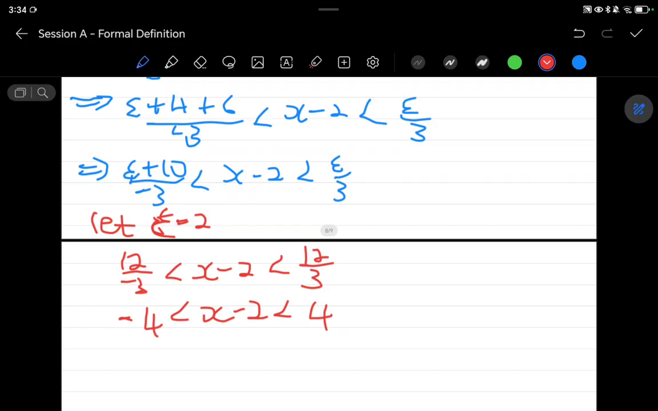Is it 4? Oh, I plugged the wrong value here. Let me do this. I'm supposed to plug 4 in for epsilon. This is supposed to be 4 here because epsilon is 4.